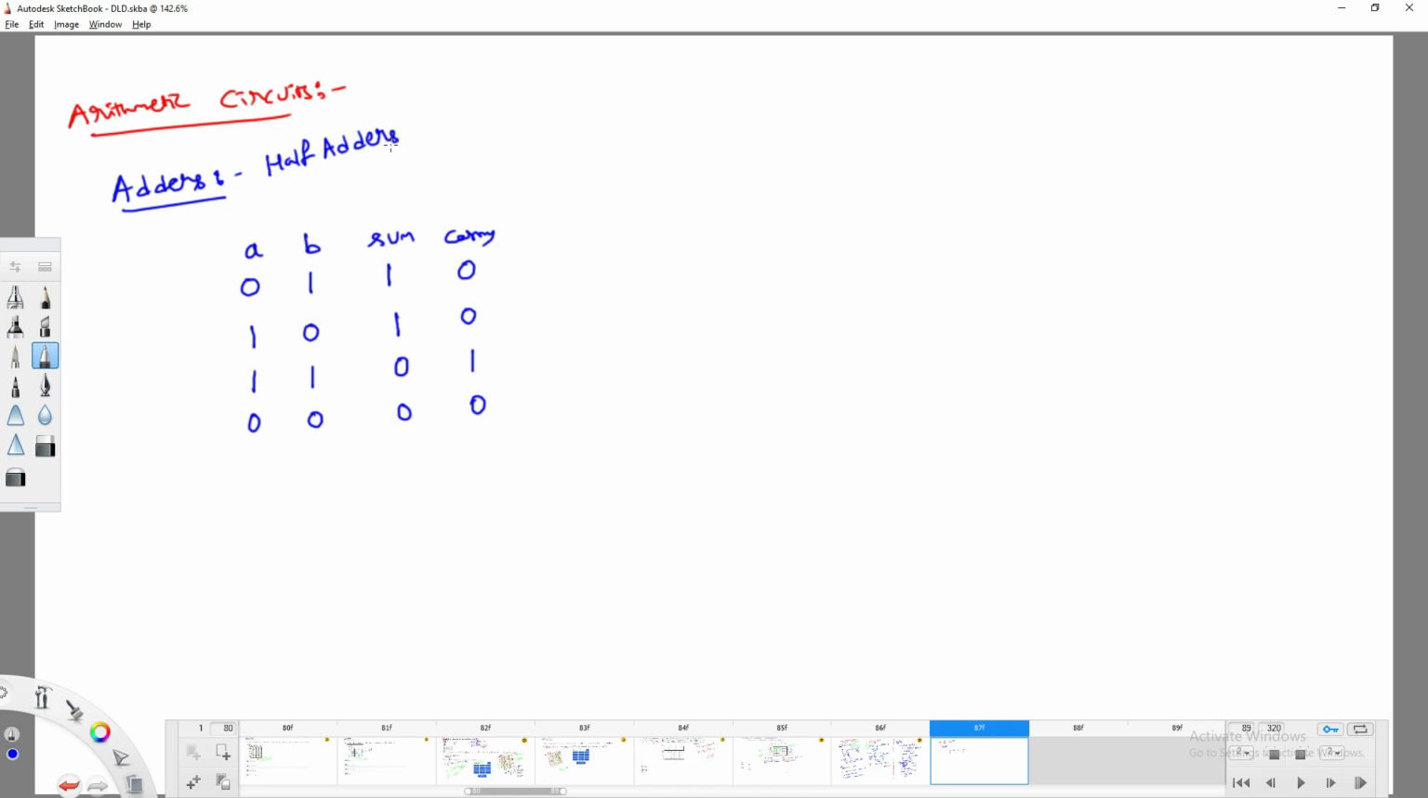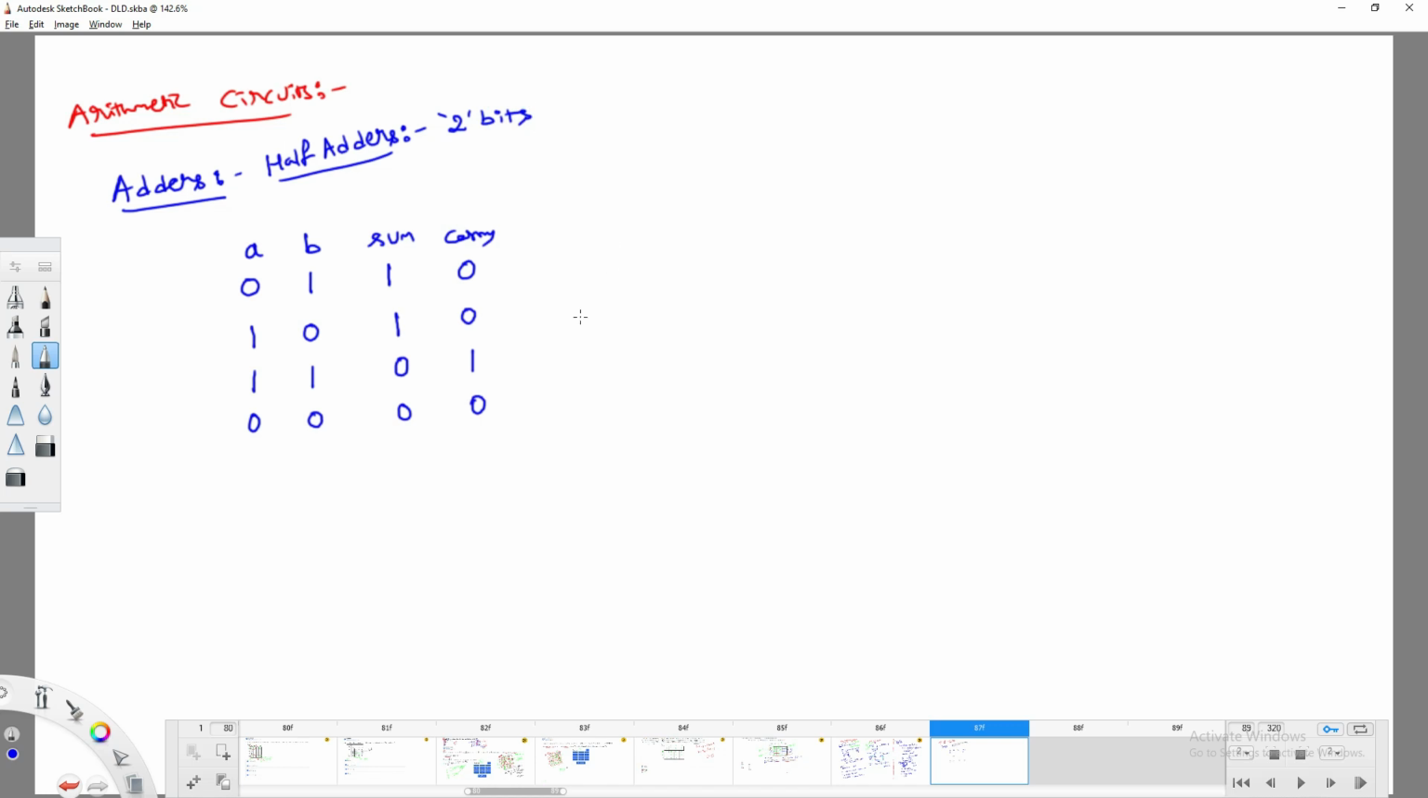Adding only two bits I can call a half adder, right? The reason I call it a half adder is that these kinds of adders add only 2 bits.